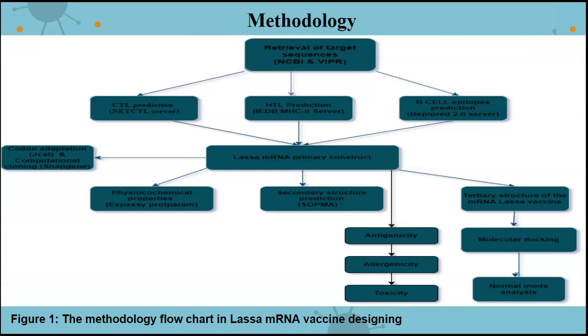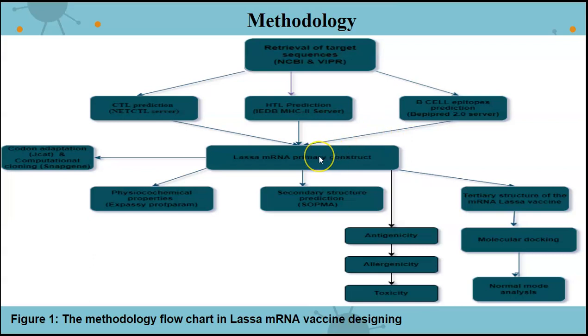These are the methodology that we used in designing this mRNA Lassa vaccine. The first thing we did was to retrieve our target sequence from NCBI and ViPR. We then carried out CTL prediction using the NetCTL server, and HTL prediction to get our HTL epitopes using the IEDB MHC II server. The B cell prediction was carried out using the BCPREDS server. Furthermore, all these epitopes were combined together to form our candidate Lassa mRNA primary construct.